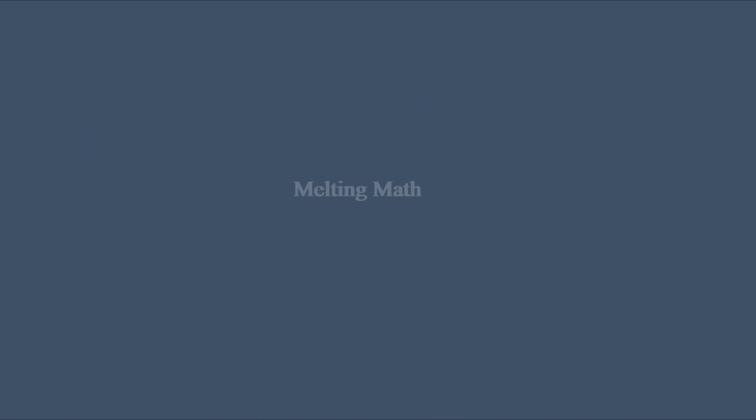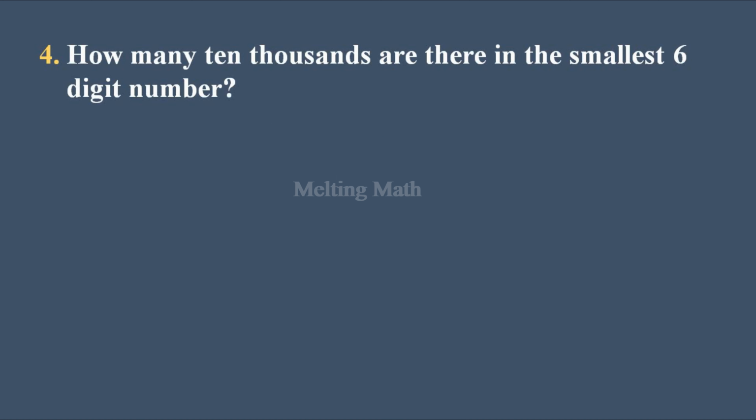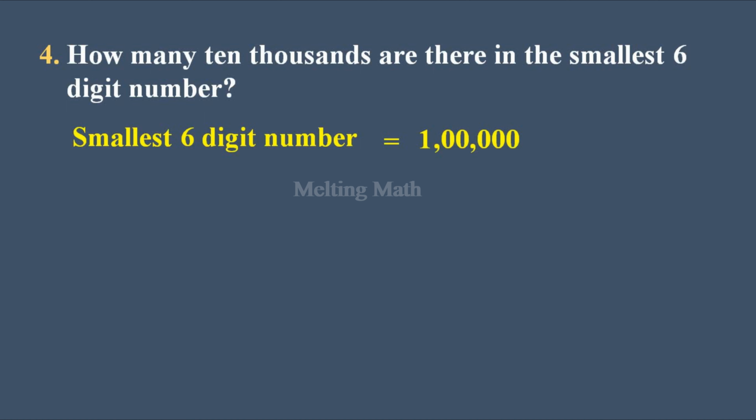Okay, next, how many 10,000s are there in the smallest 6 digit number? Here they are asking how many 10,000s are present in the smallest 6 digit number. Okay, for that first write the smallest 6 digit number. Here they asked for the smallest number and the number of digits is 6. Okay, so just write the first digit as 1, then the remaining 5 digits are there, so just write 5 zeros with it. Okay, if a number has 5 zeros, that comes under lakh, so here 1 is there, so it is 1 lakh.